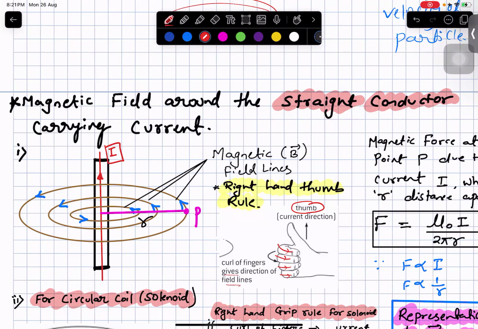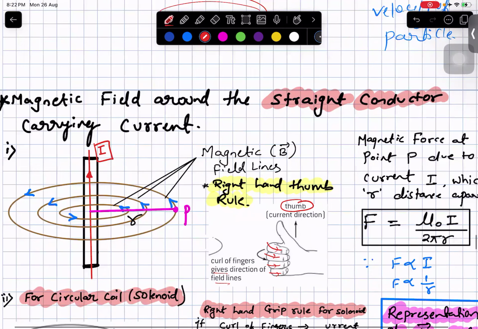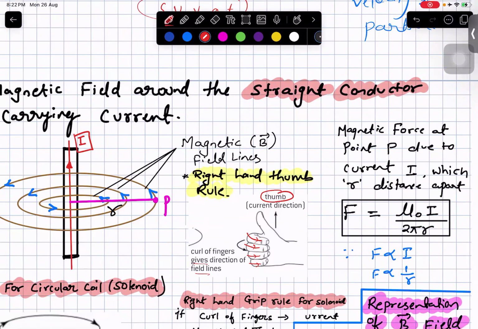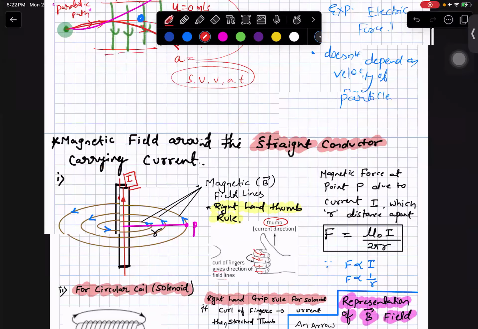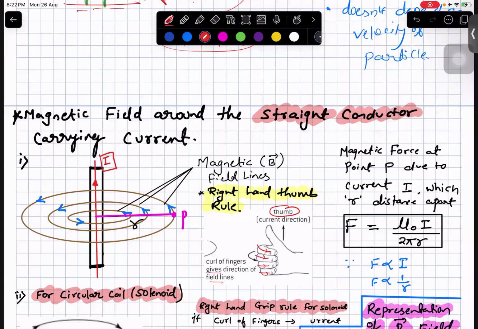Makes sense. If you switch the direction of current to downward, then the magnetic field will also be opposite. I think you have done this before, so I'm going a little fast. Yeah, I've done this.